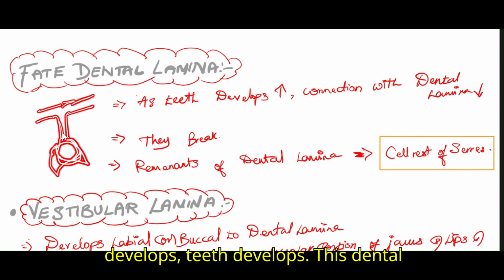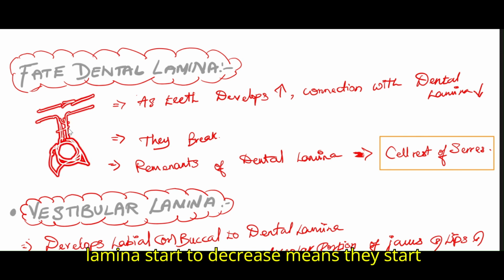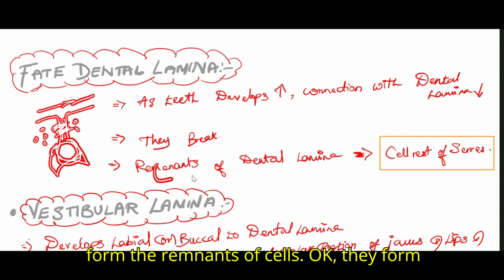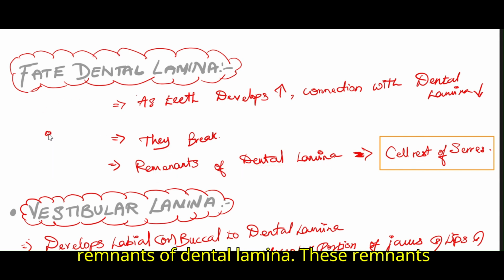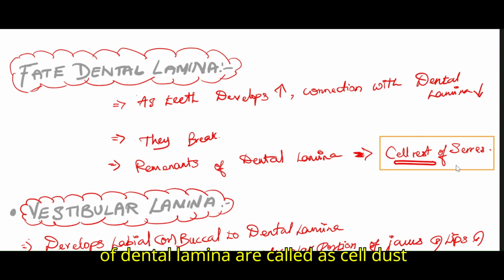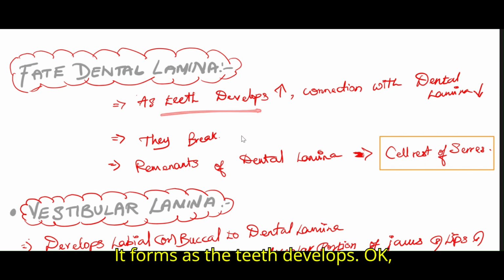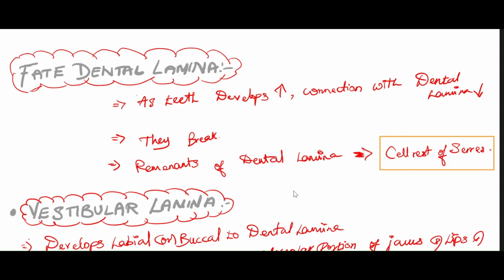As the tooth develops, this dental lamina starts to decrease, which means it starts to break. As it breaks, it forms remnants of cells. They form remnants of dental lamina. These remnants of dental lamina are called cell rests of Serres. So the remnants of dental lamina are called cell rests of Serres. It forms as the tooth develops.